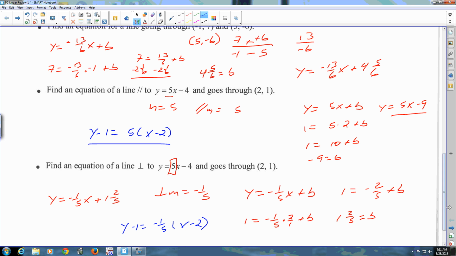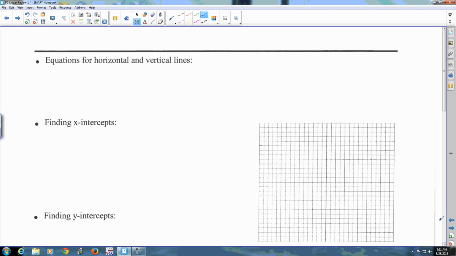All right. Next page. Equations for horizontal and vertical lines. You need to remember y-axis, x-axis. If it's a horizontal line, it's only crossing the y. So, for a horizontal line, your equation looks like y is equal to some number. If it's a vertical line, that means it's only crossing the x. So, the equation looks like x is equal to some number. It only has the letter that it crosses.